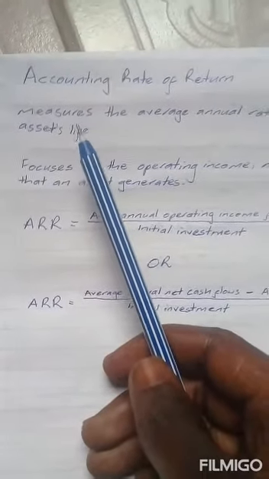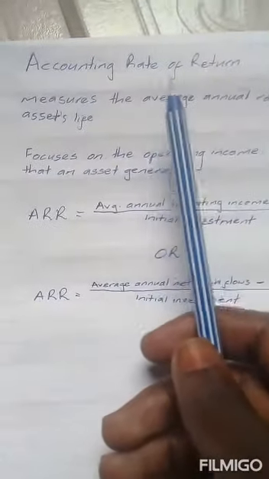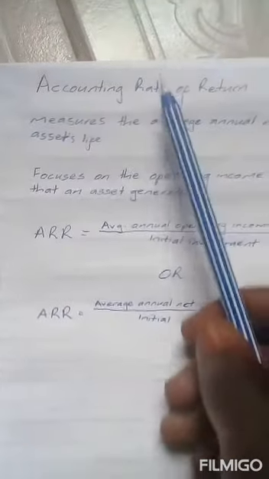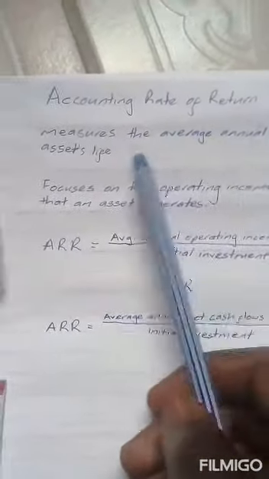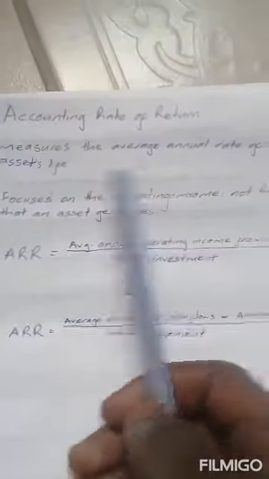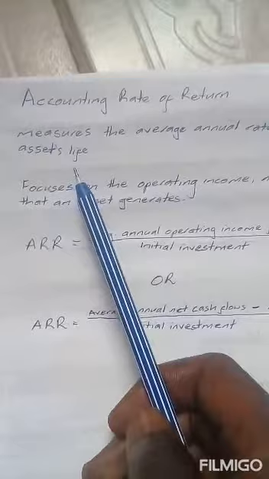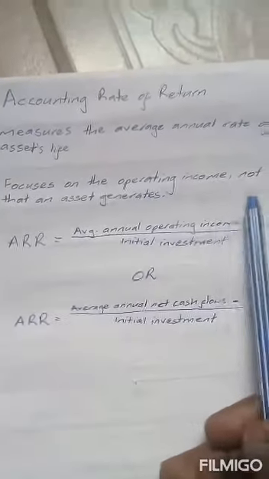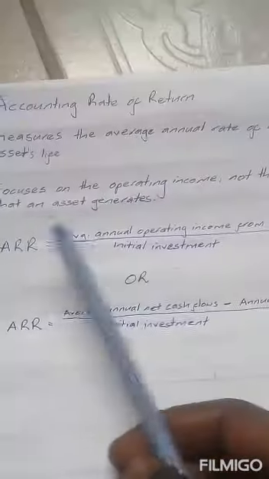I want to help you to calculate the accounting rate of return. Firstly, the accounting rate of return measures the average annual rate of return over the asset life. It focuses on the operating income, not the net cash inflows that an asset generates.